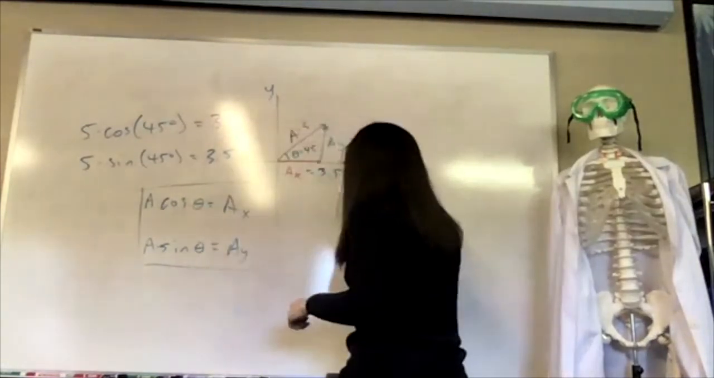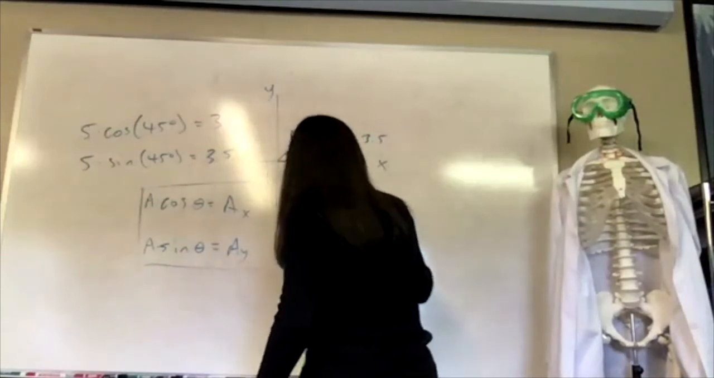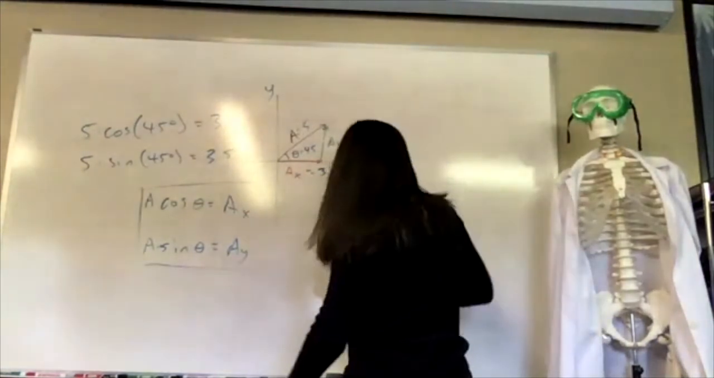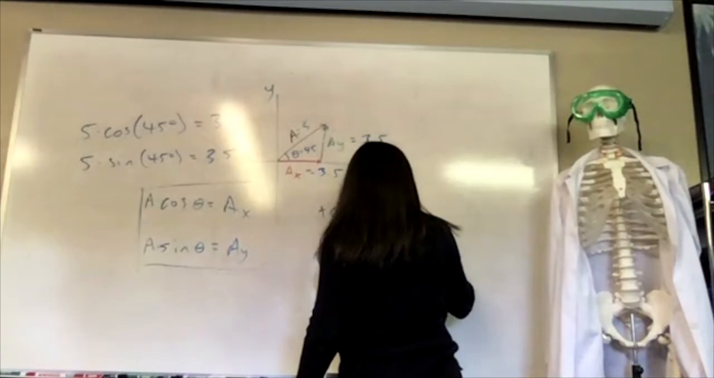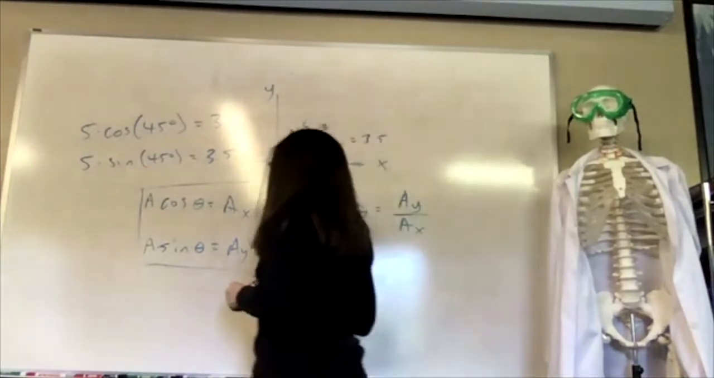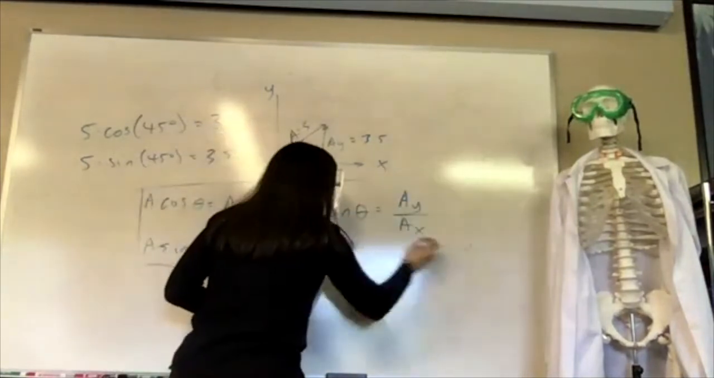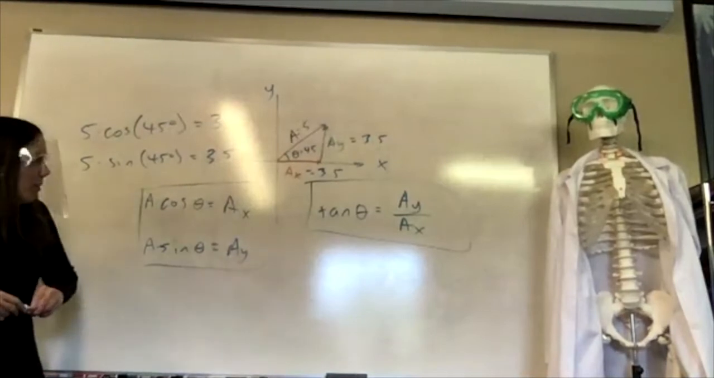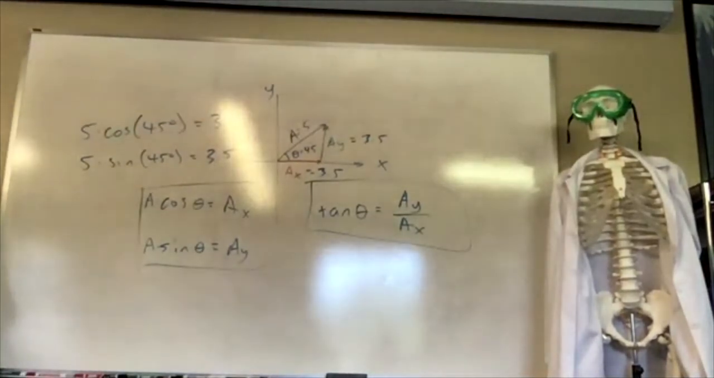And then tangent, which I don't know if we're going to use as much, but just so you know, tangent is opposite over adjacent, right? So tangent of theta would equal A of y over A of x. Probably good to have that one too on your note card. I don't remember which ones we use the most in this class, but it's good to just know them all in case you need them.